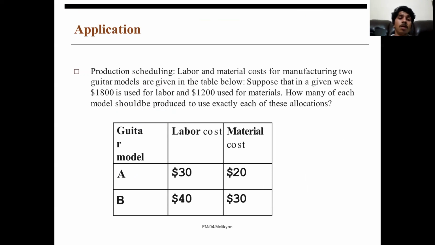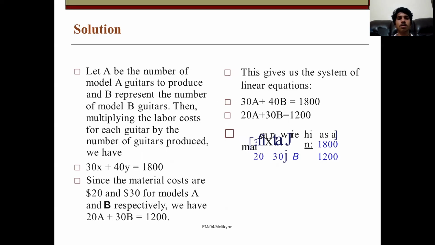Application: production scheduling. Labor and material costs for manufacturing two guitar models are given in the table below. Suppose that in a given week $1,800 is used for labor and $1,200 is used for materials. How many of each model should be produced to use exactly each of these allocations? Guitar model A: labor cost $30, material cost $20. Model B: labor cost $40, material cost $30.